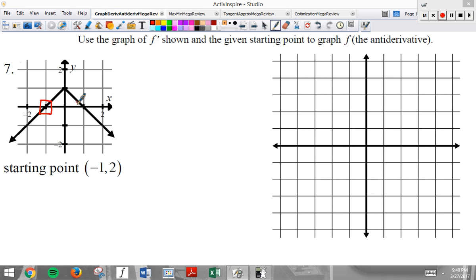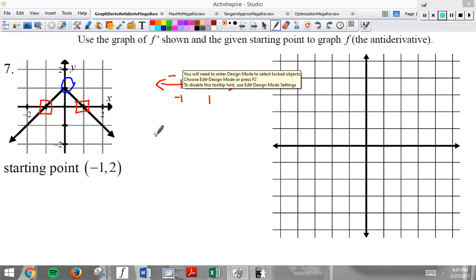X-intercept. X-intercept. Okay, let's go. Bam. Arrows, because arrows. -1, +1. F prime is negative. F prime is positive. F prime is negative.